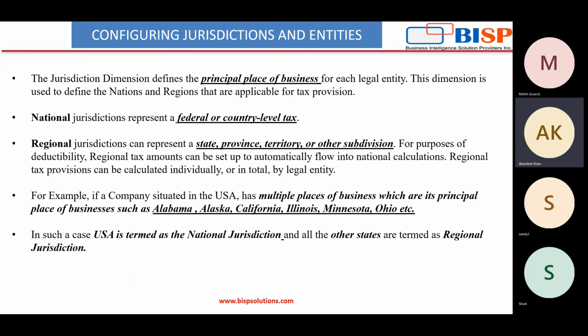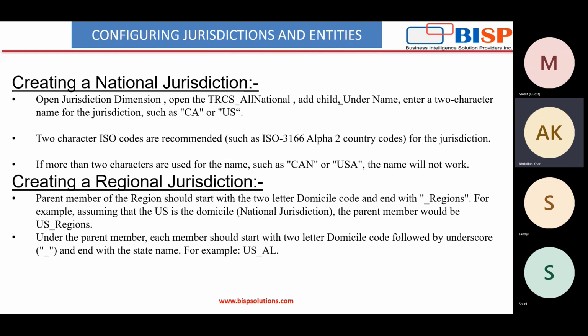For example, if a company is situated in USA and has multiple places of business which are its principal places of business, such as Alabama, Alaska, California, Illinois, Minnesota, Ohio, etc. So these will all be the regions, and the tax provision will be calculated region-wise for these particular regions as well. In such a case, United States is termed as the national jurisdiction and all the other states are termed as the regional jurisdiction.